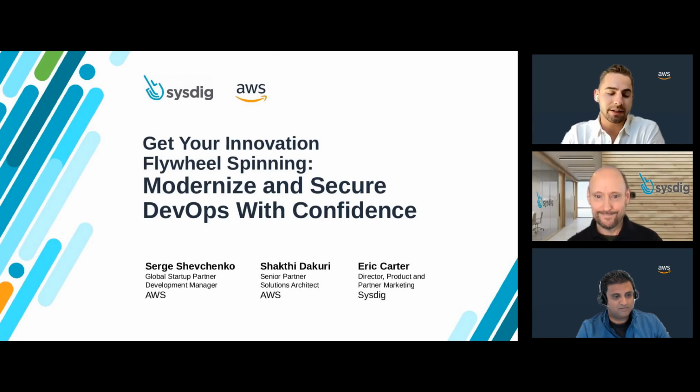So as Charles had mentioned, my name is Serge Shevchenko. I am a global startup partner development manager here at AWS. Been with AWS for about 3.5 years now. I cover and I get the privilege of working with some of our hottest startups, particularly in the developer tools segment.